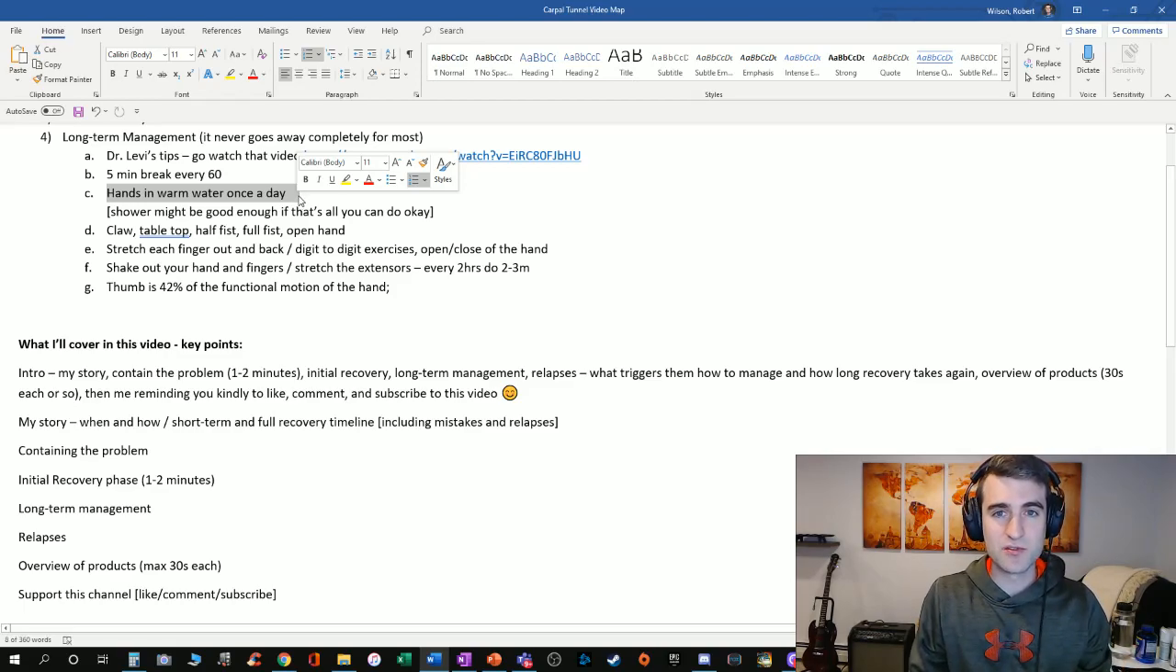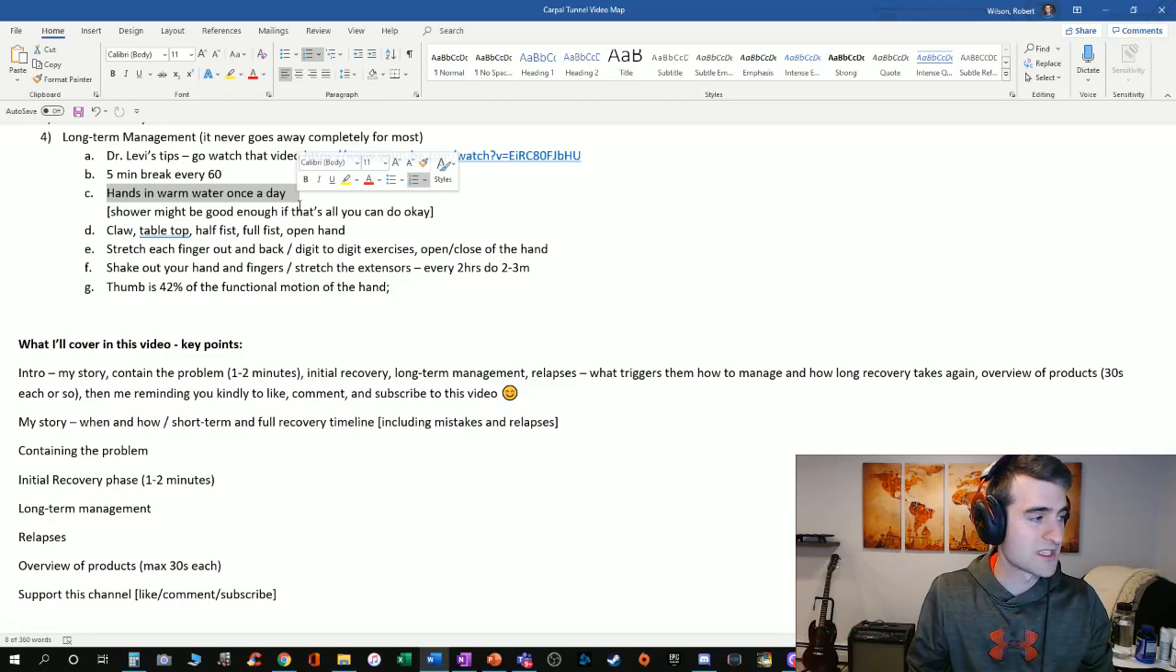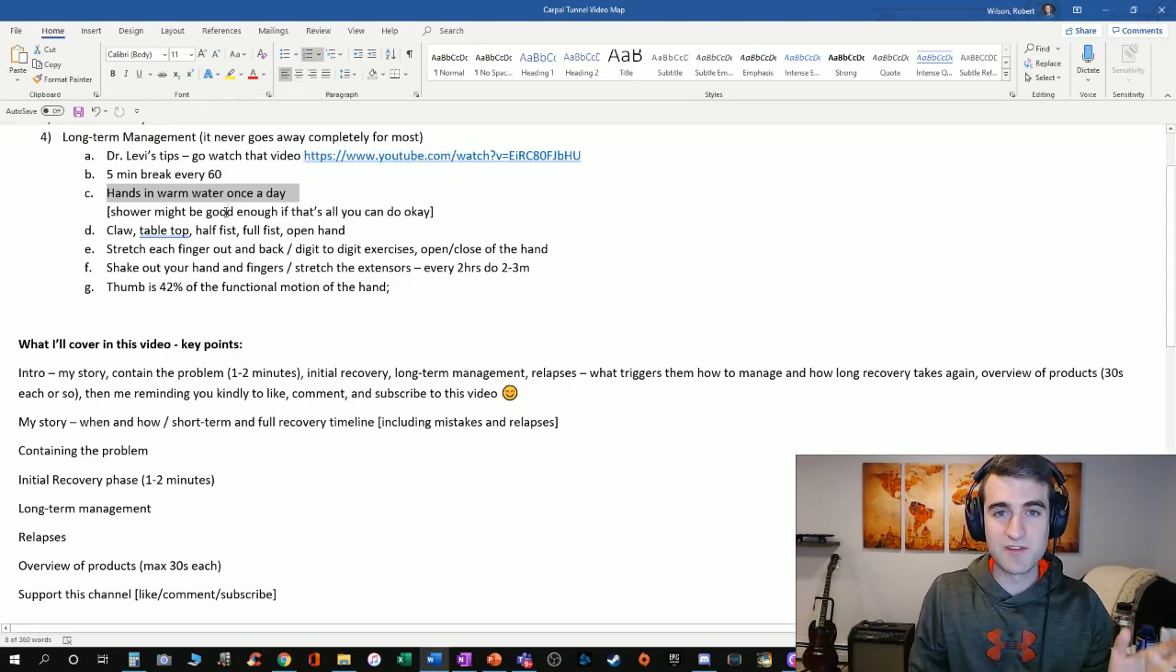I typically just do this in the shower now because I'm in a place where I'm comfortable and I take longer showers because I got two young kids at home, right? So I have a little bit more time in the hot water. It's good enough if that's all you can get.